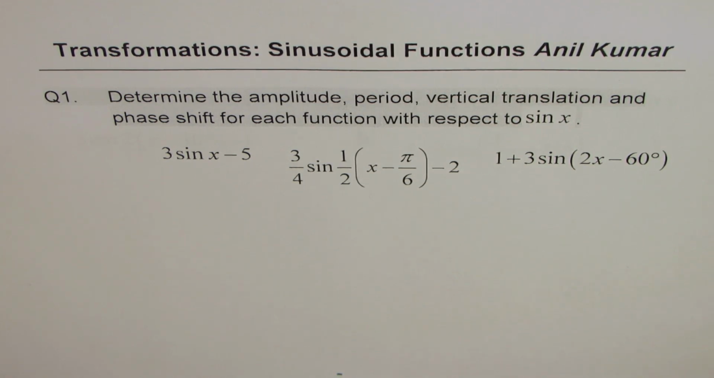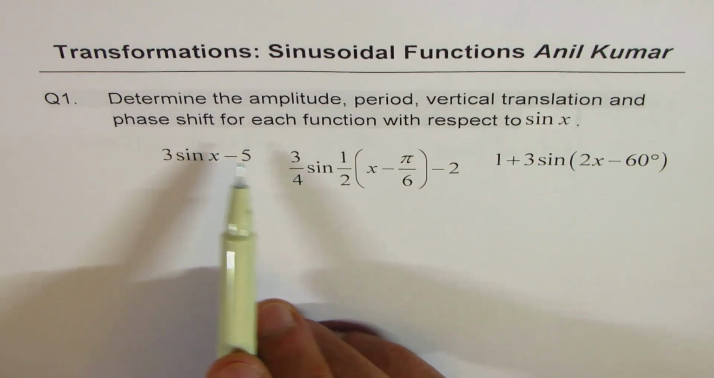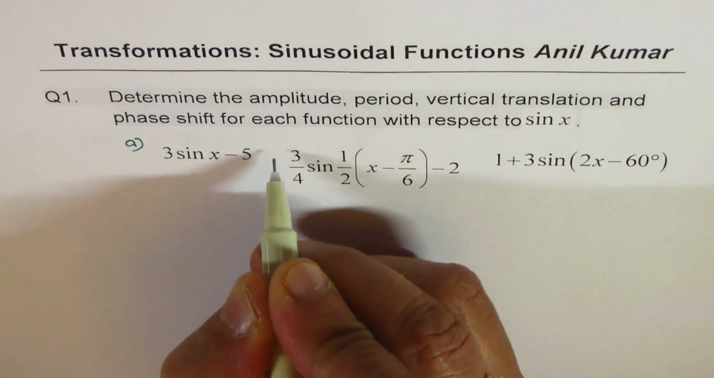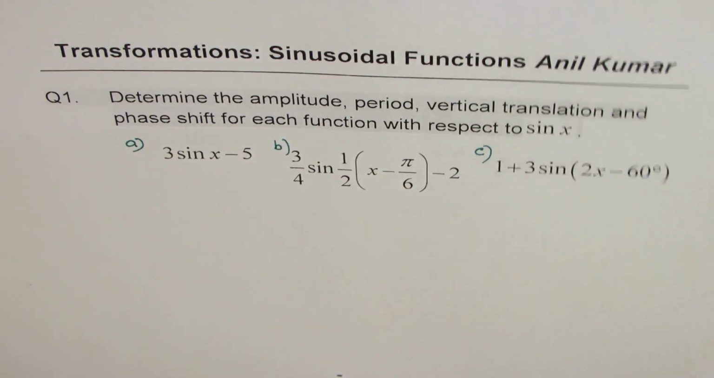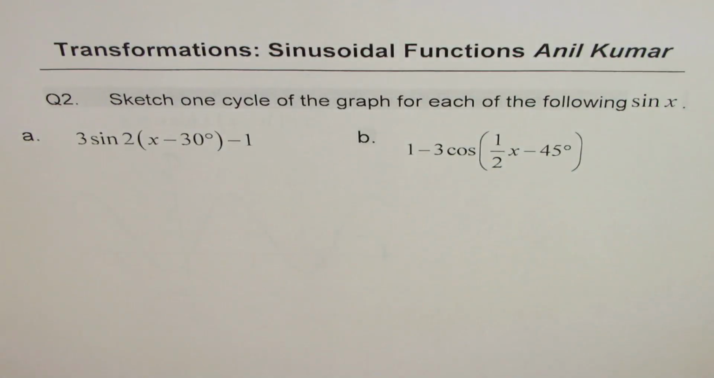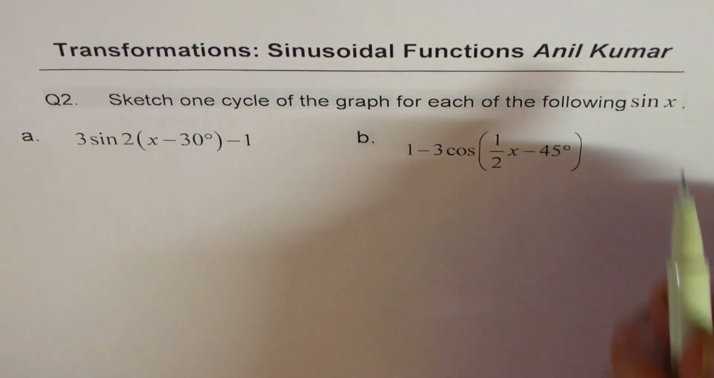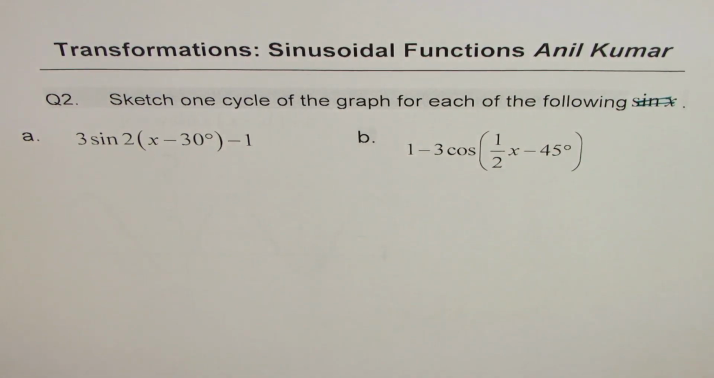In the first question, we'll find amplitude, period, vertical translation and phase shift for each of the following functions. So we have 3 functions here, A, B, and C, right? In the second question, we need to sketch one cycle of the graph for each of the following functions. So we have one in sine, another one in cosine.